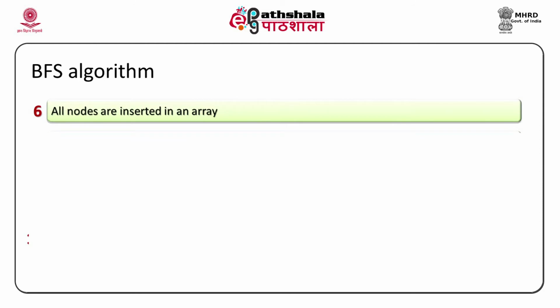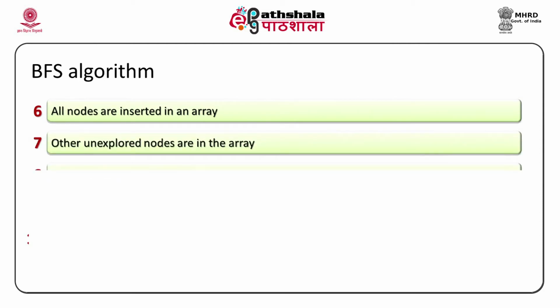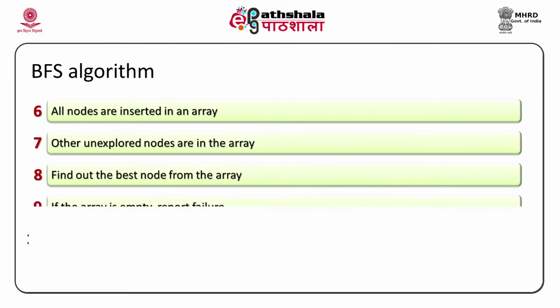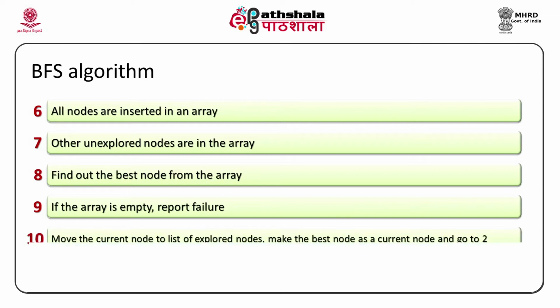So in the beginning you insert the start node in one array and other unexplored nodes in the other array, and find out the best node from the array. If the array is empty, report failure, when the array becomes empty because there is no node to explore. It is impossible in some cases, but possible in others. Whenever there is no node to explore, you cannot go further, and there is no road ahead.